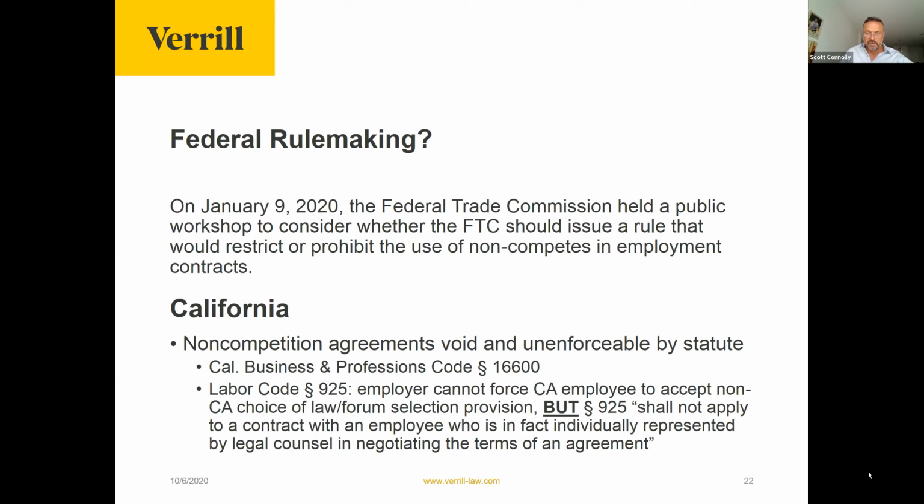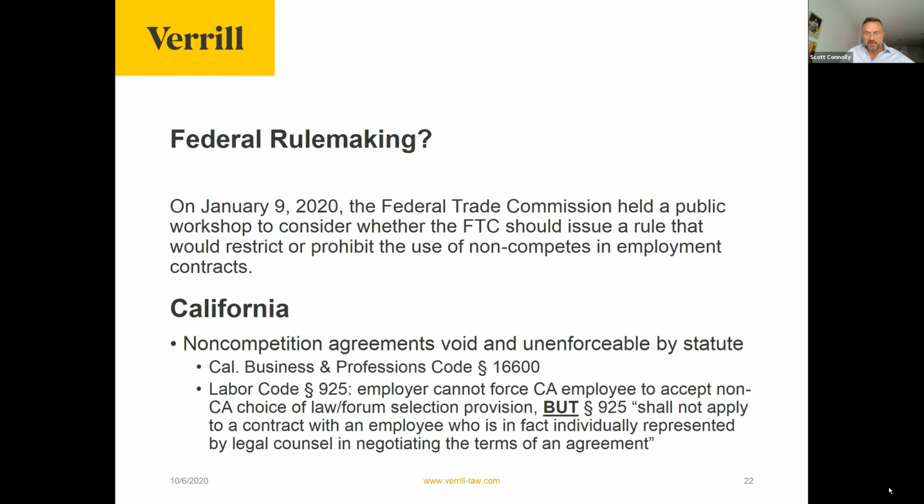I did want to point out one wrinkle in California that talks about its Labor Code section 925. It says that an employer can't force a California employee to accept a non-California choice of law. And this is aimed at that choice of law, choice of jurisdiction consideration, where some companies will try to enforce non-competes in Delaware against California employees, or in states where they're headquartered, have their principal place of business.